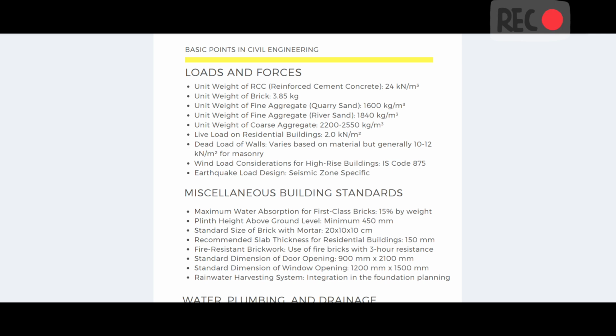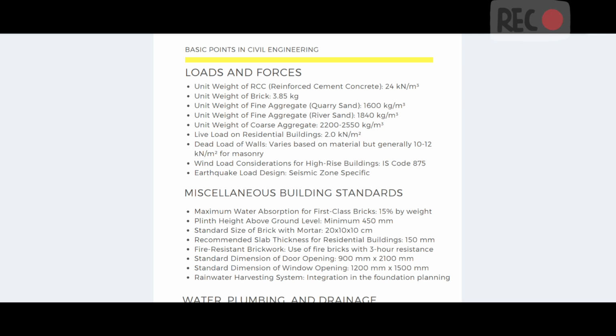Miscellaneous building standards. Maximum water absorption for the first class bricks should be 15% by weight. Plinth height above the ground level, minimum 450 mm. Standard size of brick, that already we have studied. Recommended slab thickness 150 mm. Fire resistance of brick, 3 hour resistant.